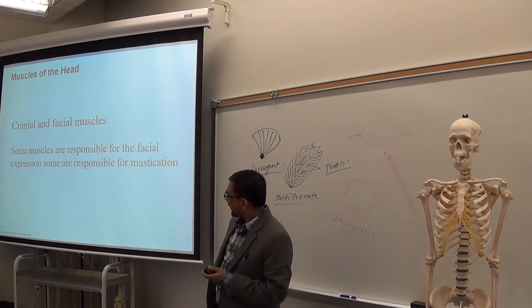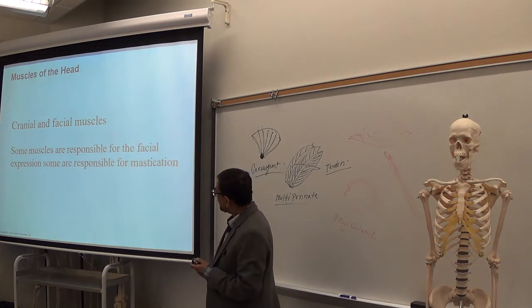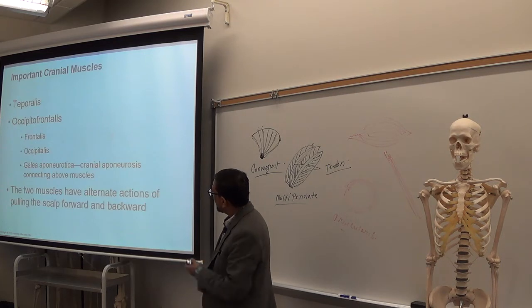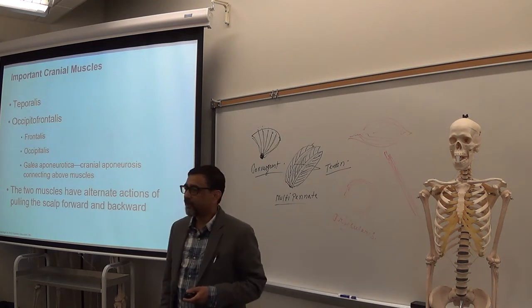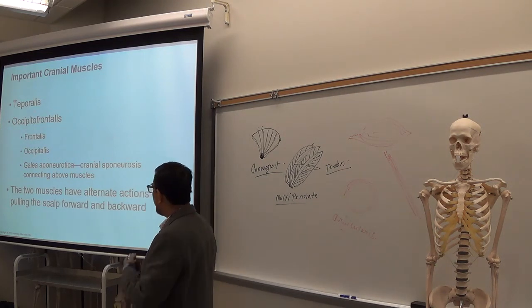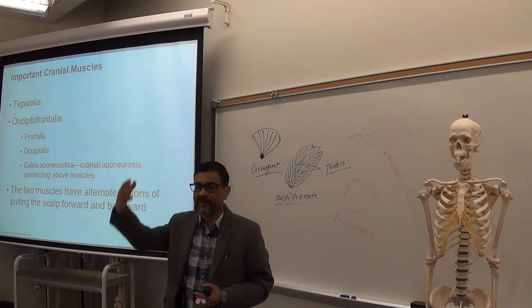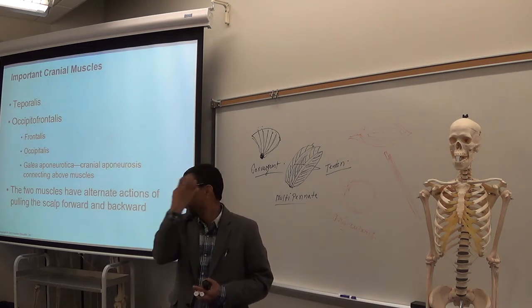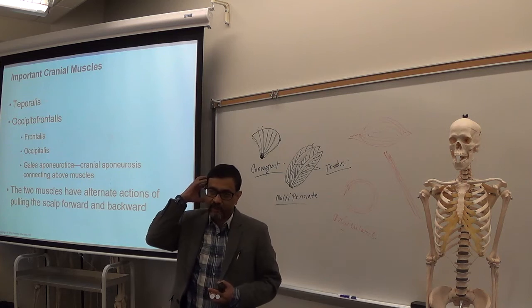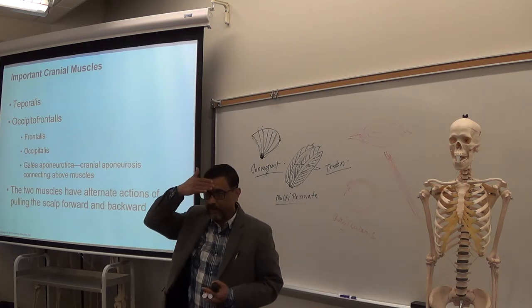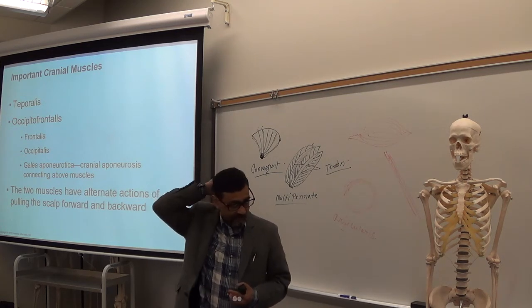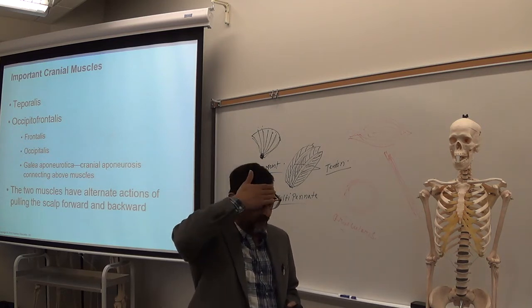Cranial muscles are temporalis, occipitofrontalis. Those two are the cranial muscles. You know temporalis are here, right? In the temporal area, and occipitofrontalis. Occipital belly and frontal belly.